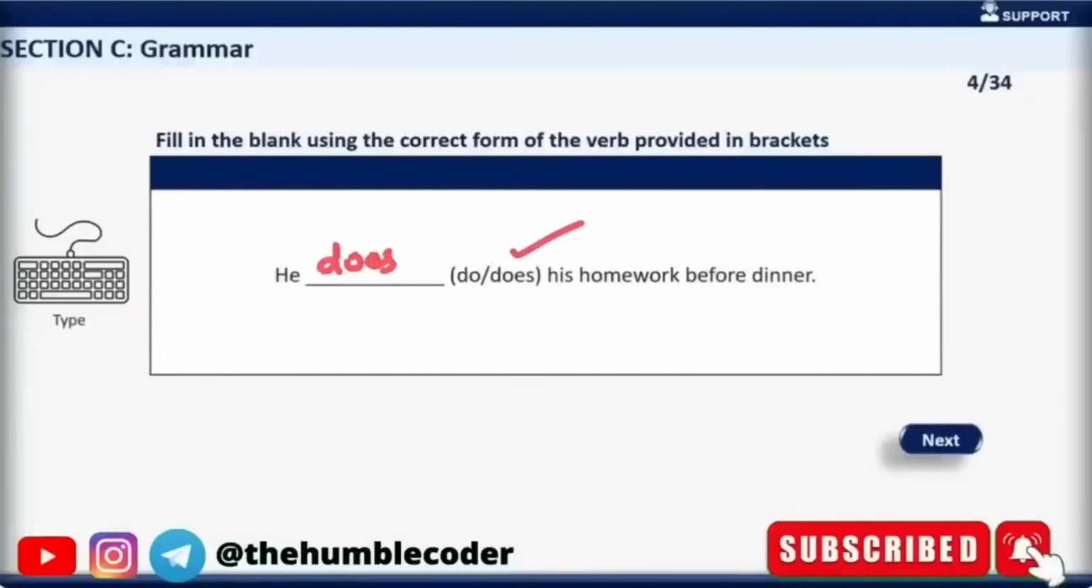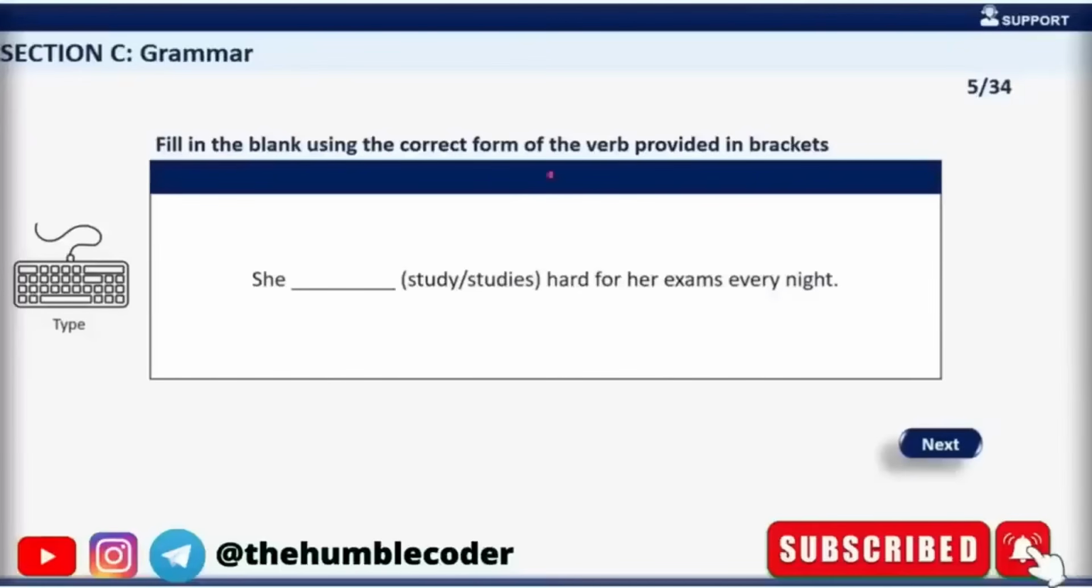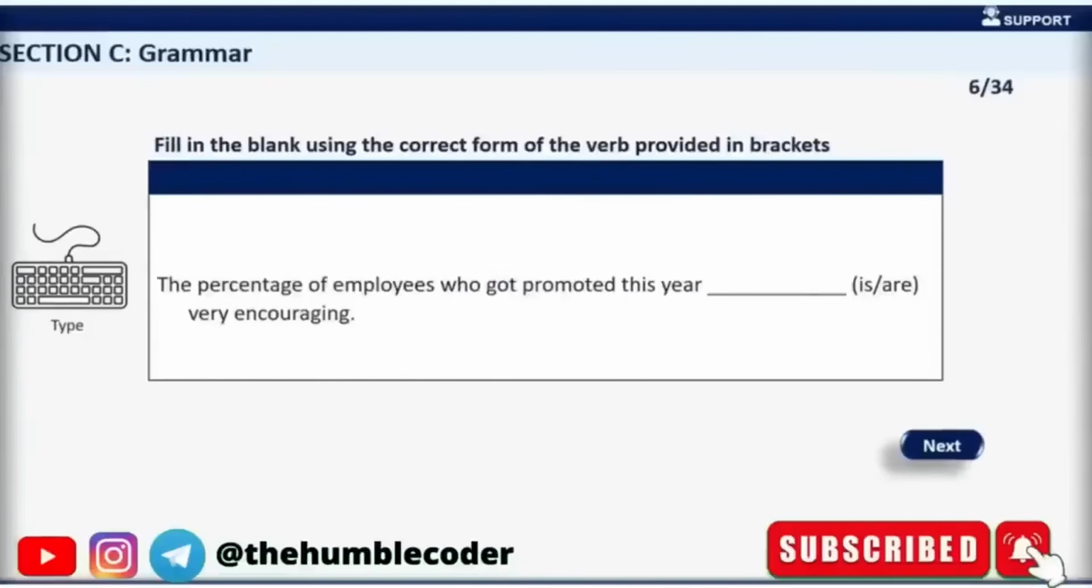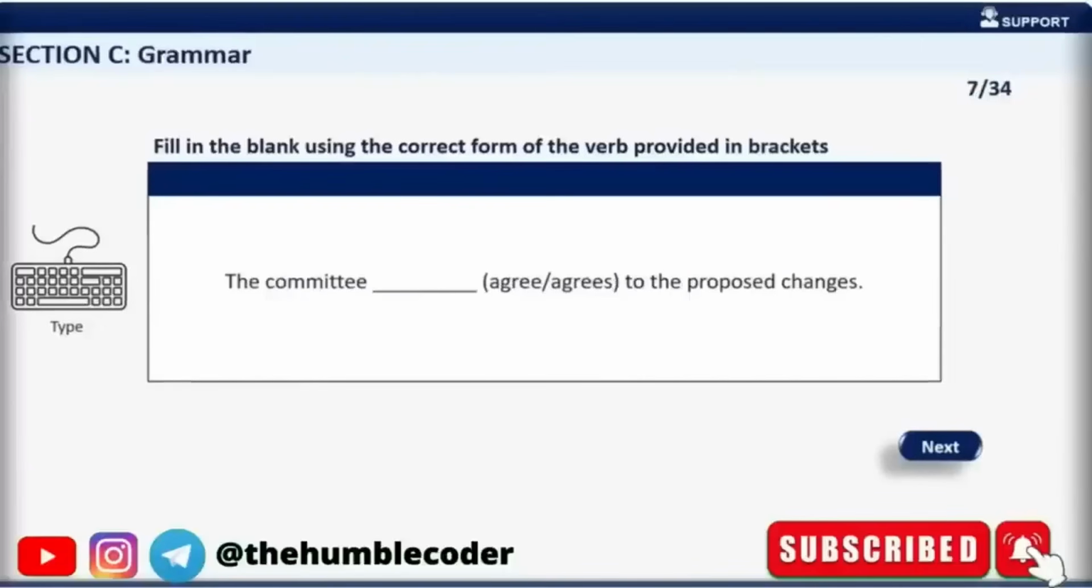Moving on to the next question. Fill in the blanks using the correct form of verb. Again, we have to fill in the blanks by selecting one of the options. She dash, study or studies, hard for her exams every night. The correct answer in this case is going to be studies. Moving on to the next one. The percentage of employees who got promoted this year dash, is or are, very encouraging. The correct answer is is very encouraging. Okay. Moving on to the next one.